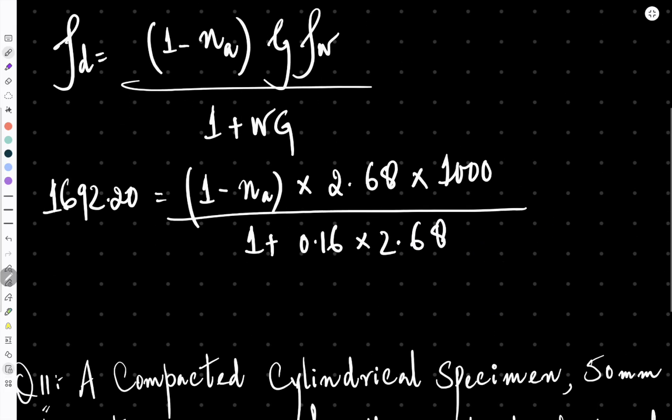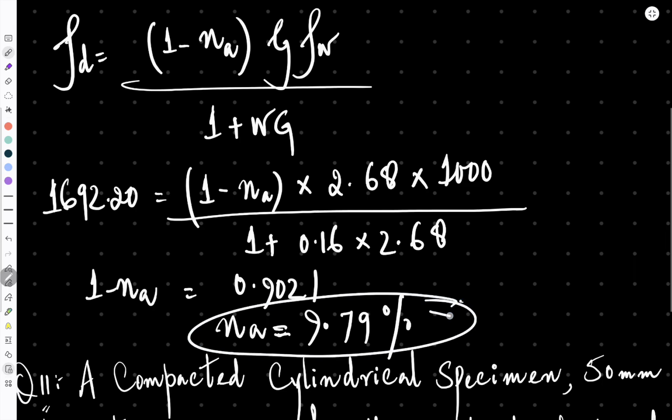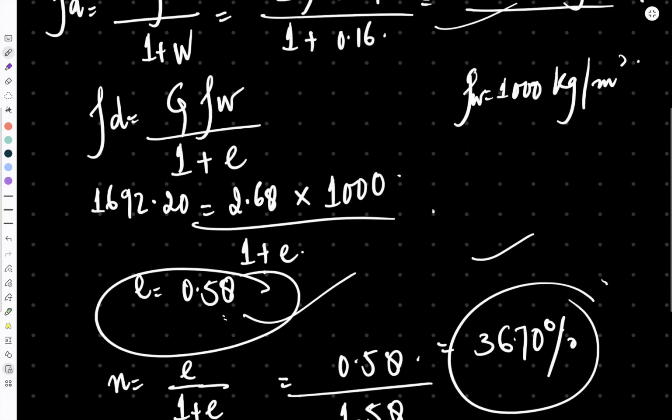By calculations, 1 minus percentage air voids is 0.9021. So percentage air voids is 9.79%. Percentage air voids, which is a ratio between volume of air to the total volume, by calculations is equal to how much? 9.79%. So we completed the question completely.